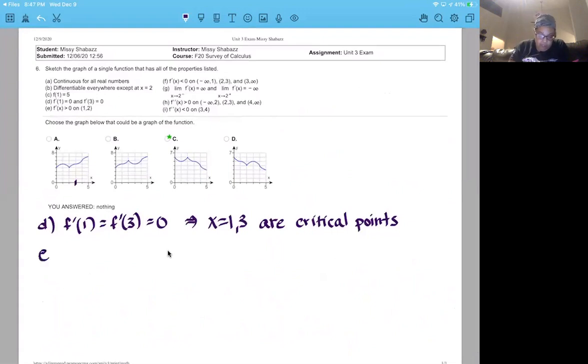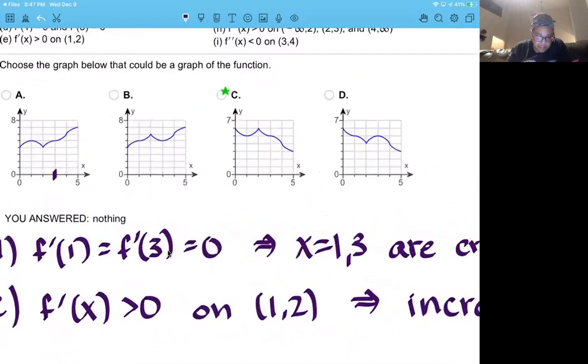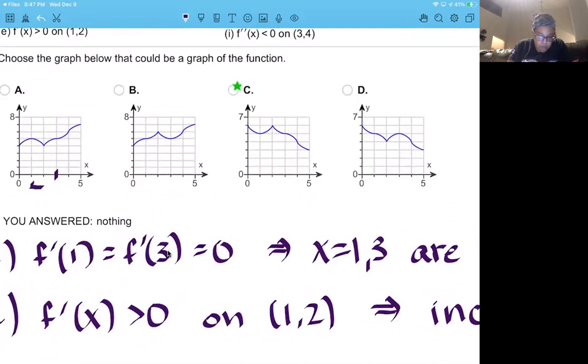All right, on part E, it says f prime of x is greater than 0 on 1 to 2. That means it's increasing from 1 to 2. All right, so from 1 to 2, this one is not increasing, right? It's decreasing. So we can definitely get rid of A, because it is decreasing there. B is increasing, C is increasing, D is decreasing. So we can get rid of D.